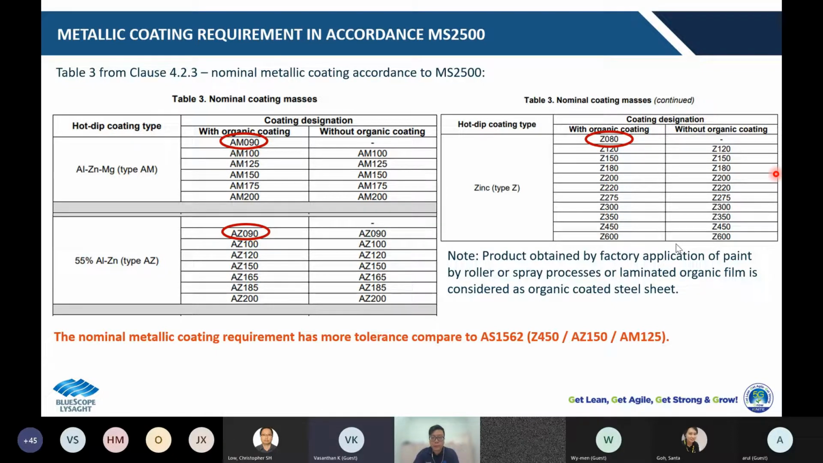So we have some suggestion here. If you do not have any preference on which standard to use in your project, you are suggested to refer to AS1562, which is the more stringent standard.